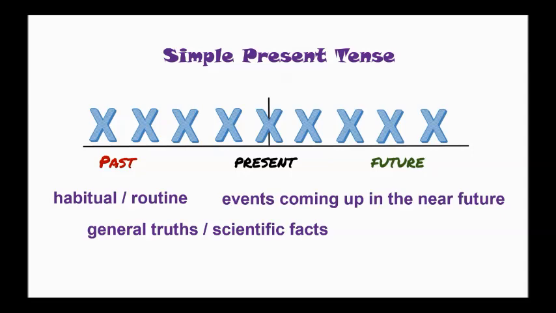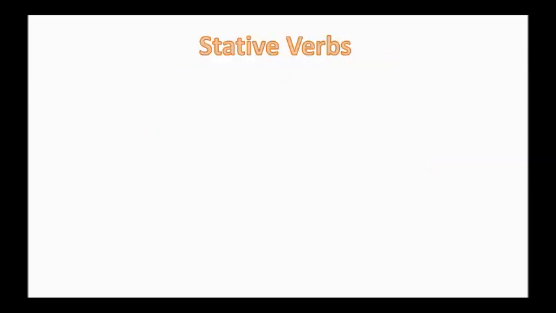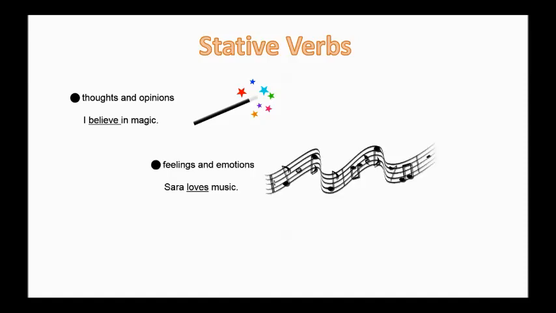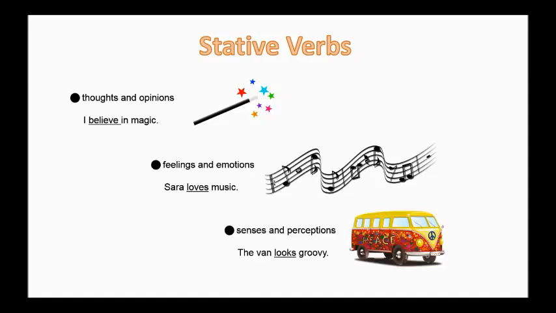Stative verbs or non-action verbs are usually expressed in the present tense. Stative verbs are verbs that express thoughts and opinions. I believe in magic. Feelings and emotions. Sarah loves music. Senses and perceptions. The van looks groovy.